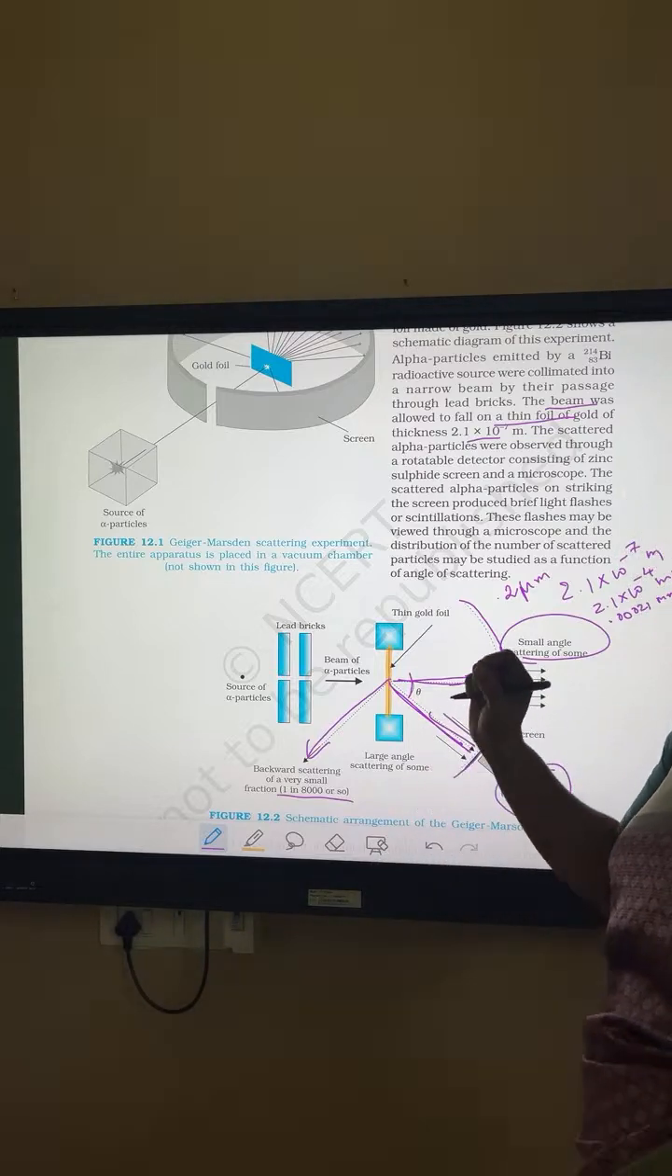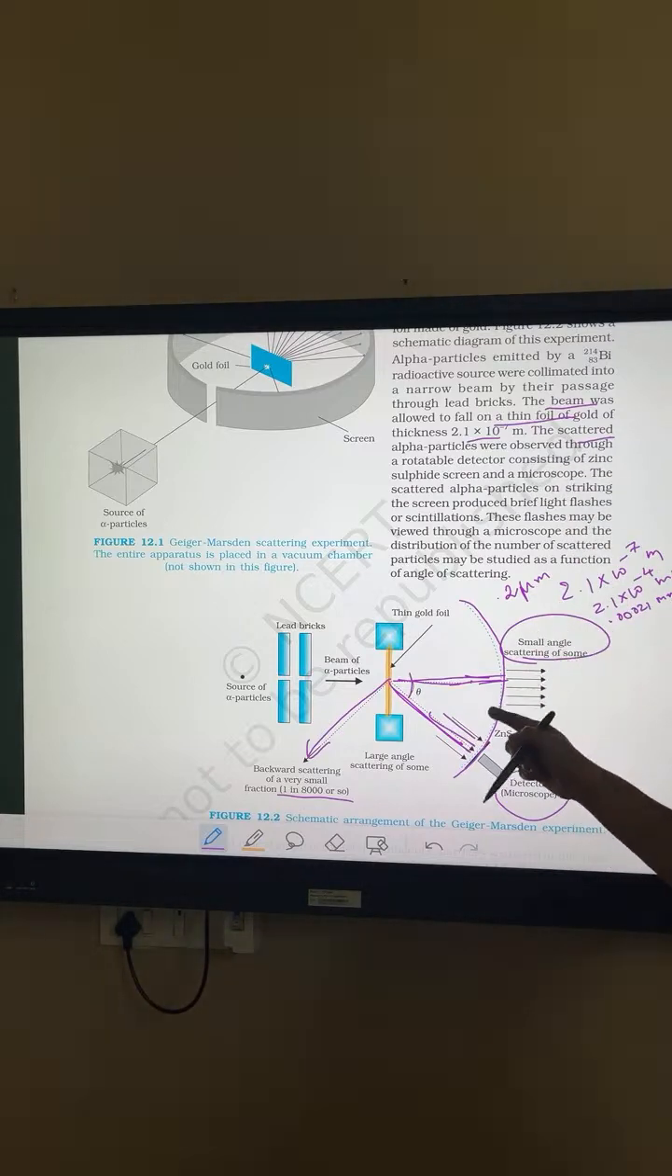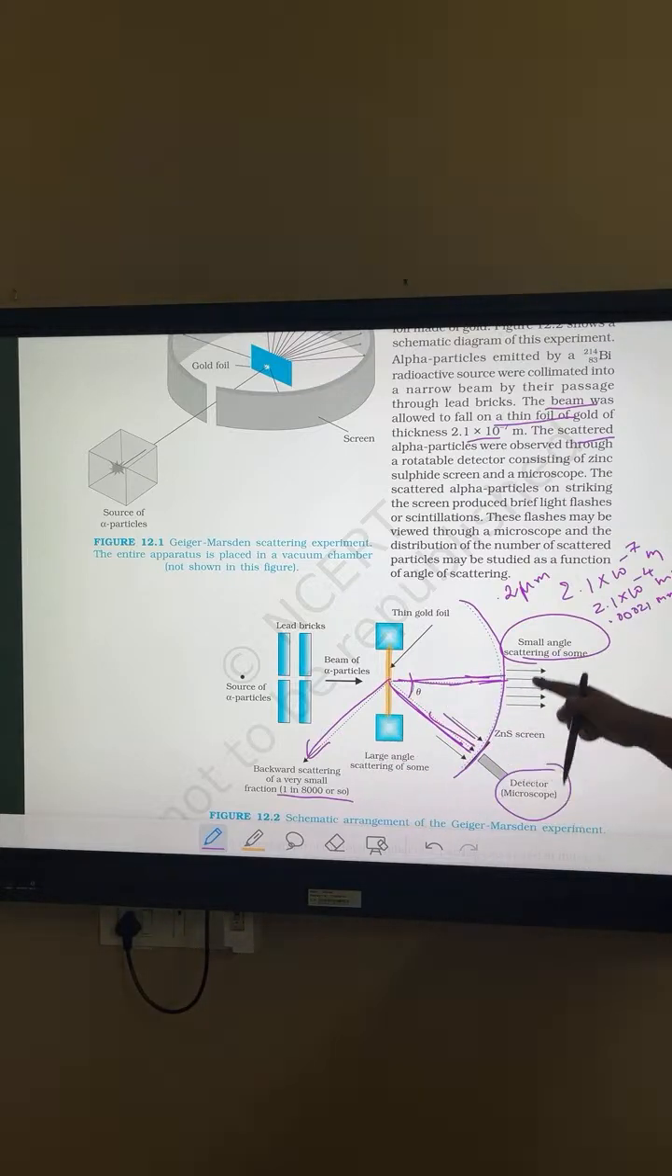That gold foil is kept, and now the scattered alpha particles are observed. By means of this gold foil, the alpha particles are scattered. Why is it so? Gold is a metal. A metal has the ability to lose electrons, so it might be a cation. The alpha particle is also a positively charged particle. So it gets scattered, it may be deviated from that particular gold foil.